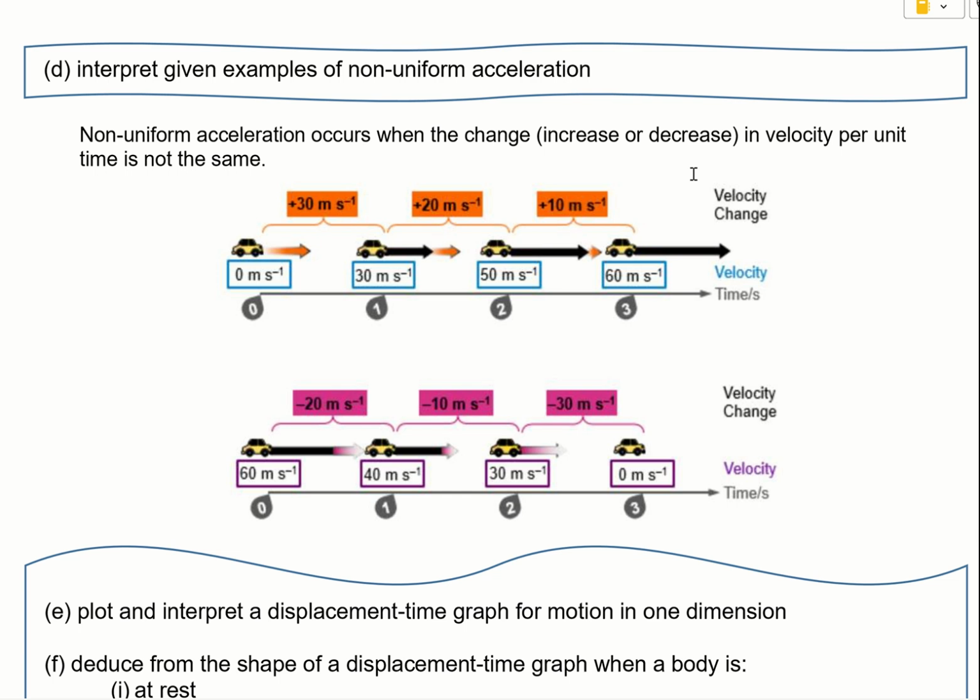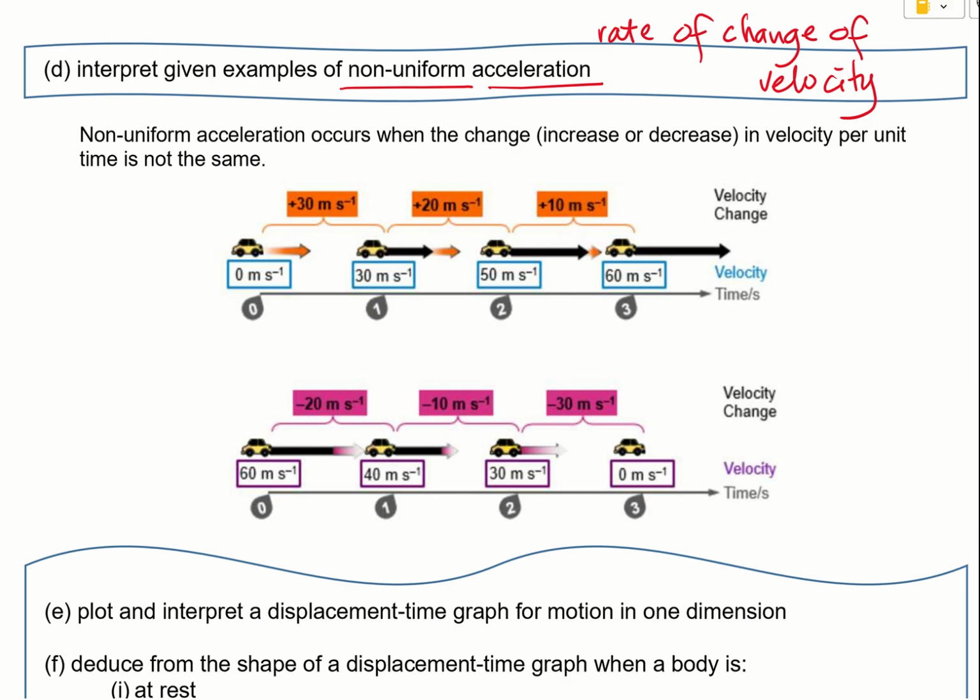Okay, for this video, I'll be going through kinematic success criteria D. Interpret given examples of non-uniform acceleration. Now, take note, acceleration is defined as the rate of change of velocity. That means how much the velocity changes every second. You can take it as that. Or how much the velocity changes per unit time.